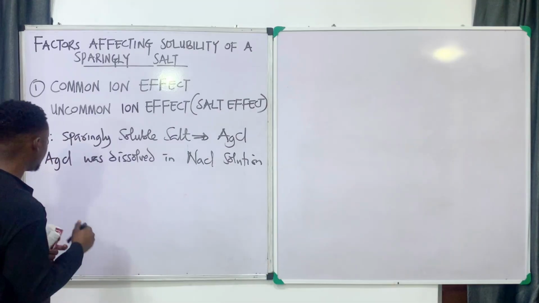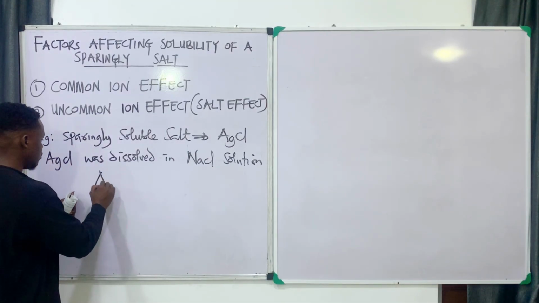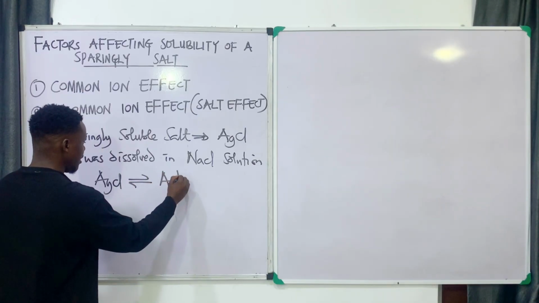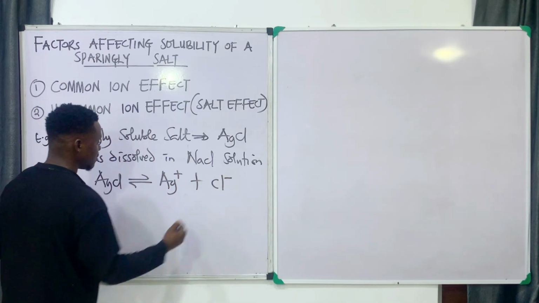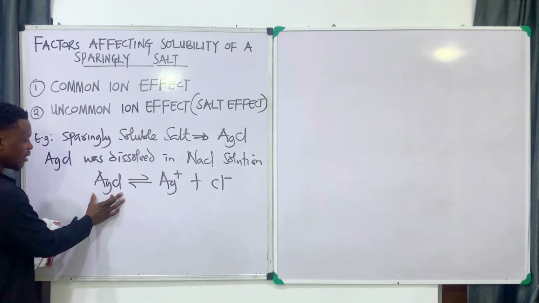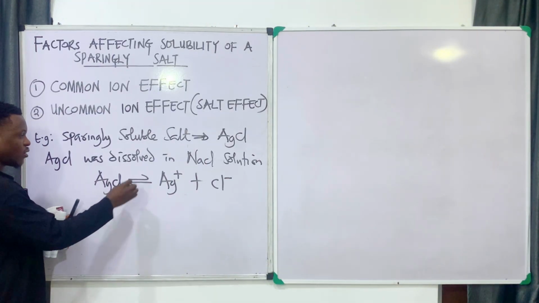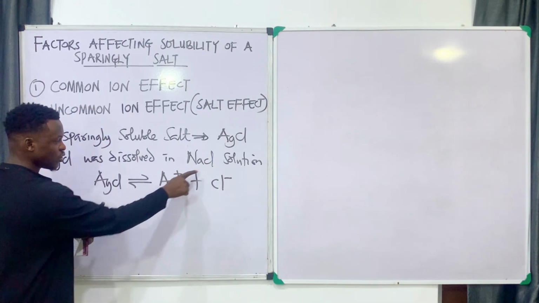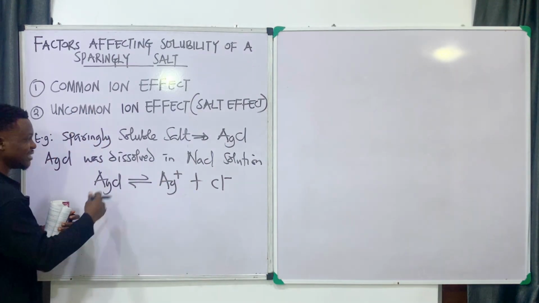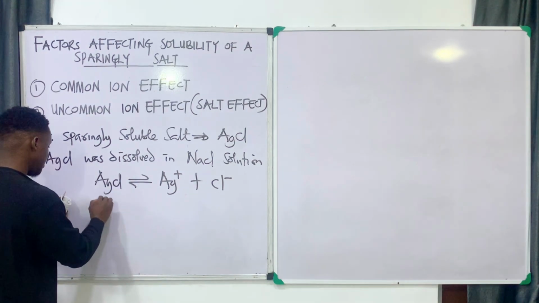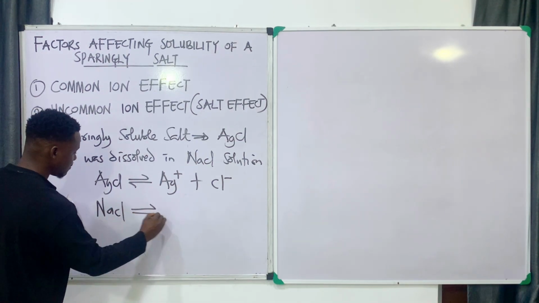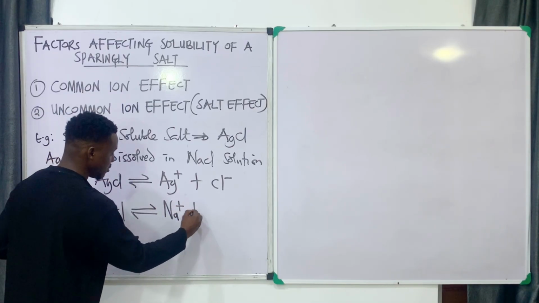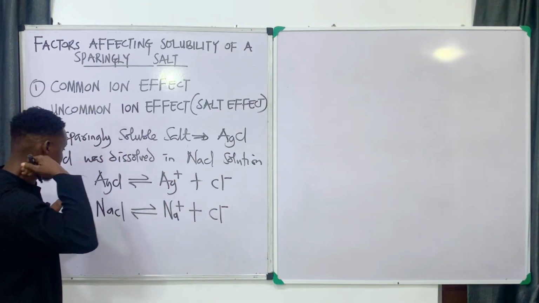Now look at this. When both of them are dissolved, the sparingly soluble salt will dissociate and give us Ag plus and Cl minus. This is a sparingly soluble salt, right? When it comes in contact with a solution, it's going to dissociate. Do not forget that the solution is already NaCl. When NaCl splits, we're going to have Na plus and Cl minus.